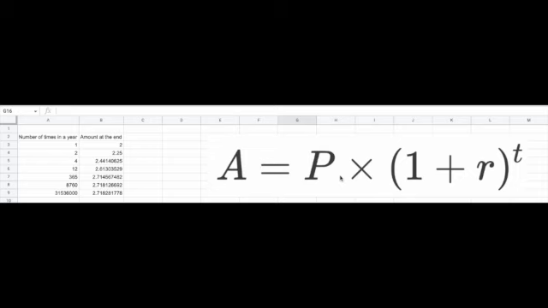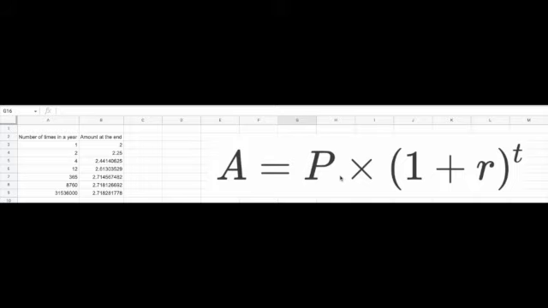Let us take an example of a bank. Let's say you put some money there and it doubles the money for you. The simple formula that is used for compounding is amount equals principal into 1 plus rate to the power of t.